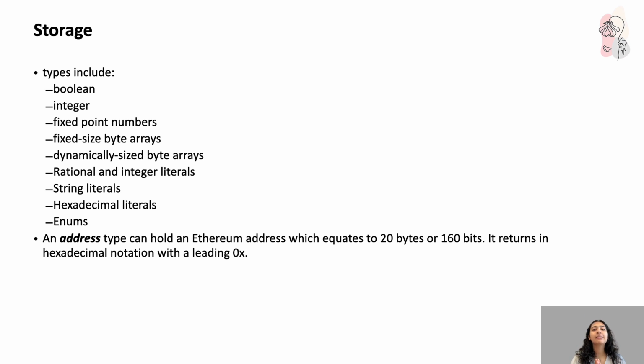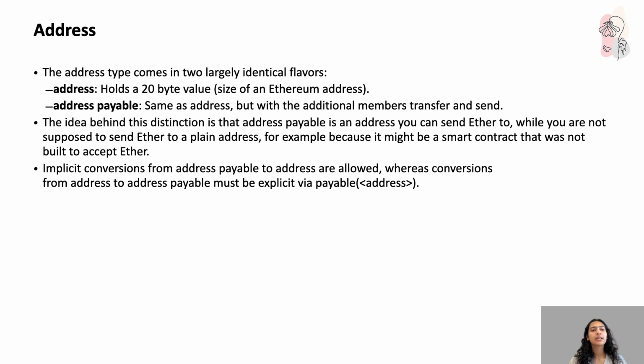An address in Ethereum is always shown in hexadecimal notation, and it starts with 0x. Now, if any given thing starts with 0x, you know that what follows is a hexadecimal notation of the address, right? The address type comes in two largely identical flavors. So the thing is, not all addresses are created equal. Some addresses can receive Ether and some cannot. And that's where the difference between address and address payable comes in.